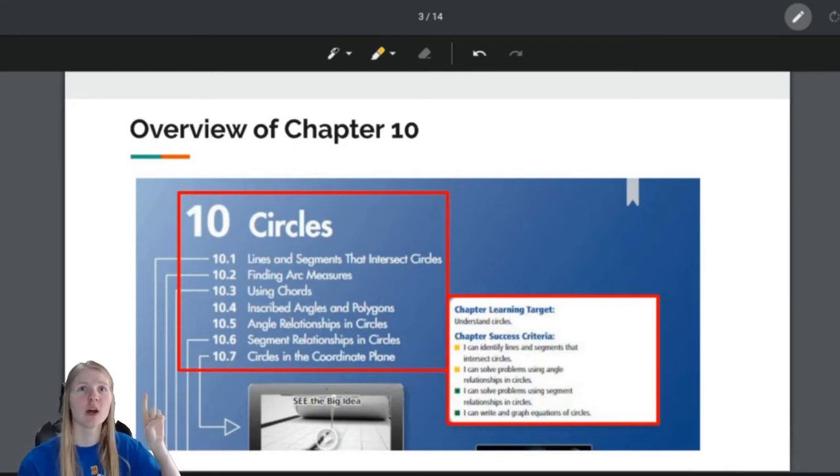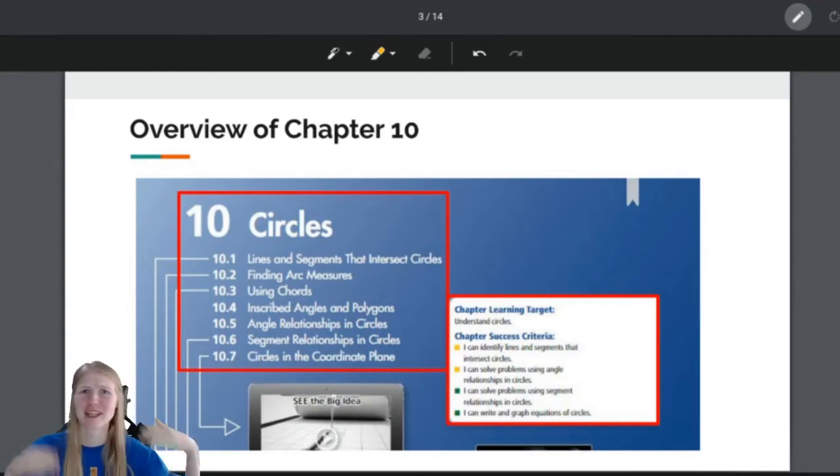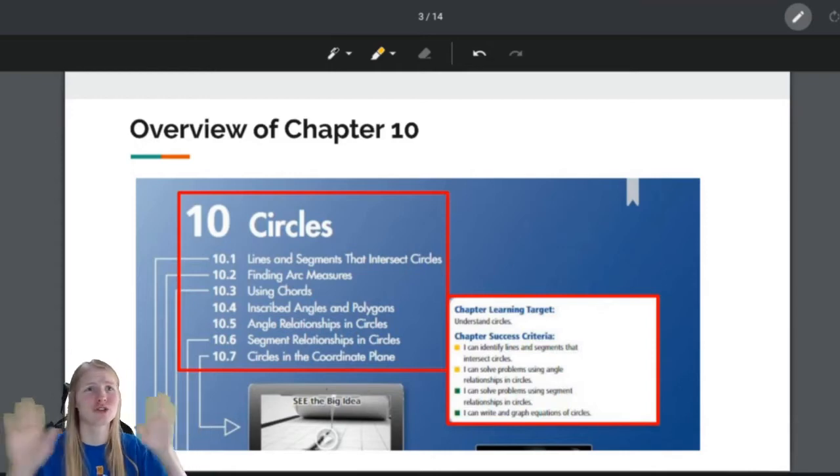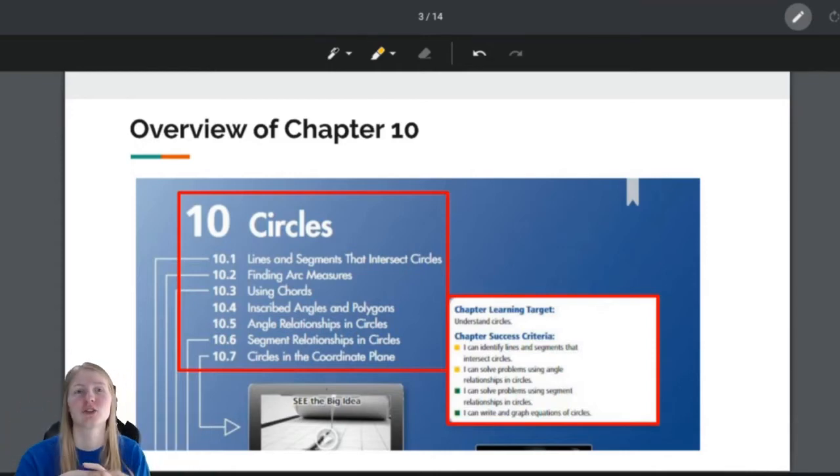So that's the first thing we're going to do. We're going to find arc measures. We're going to use chords. We are going to look at inscribed angles and polygons, angle relationships, segment relationships, circles in the coordinate plane, and so many other things. On the right, you can see the chapter learning target and the chapter success criteria. By the end of this chapter, you should understand circles, and you should be able to identify lines and segments that intersect circles, solve problems using angle relationships in circles, solve problems using segment relationships in circles, and write and graph equations of circles.